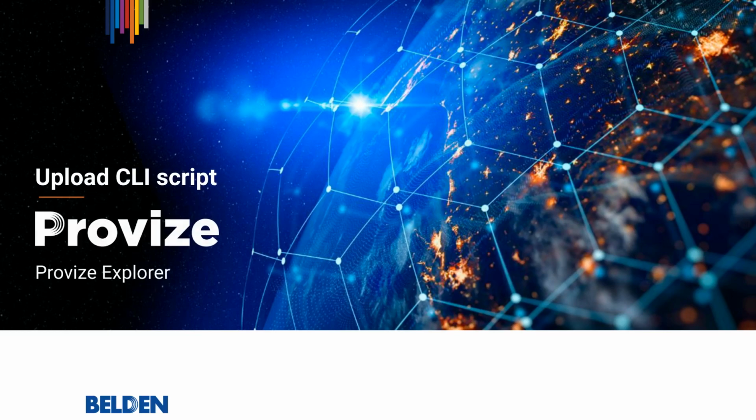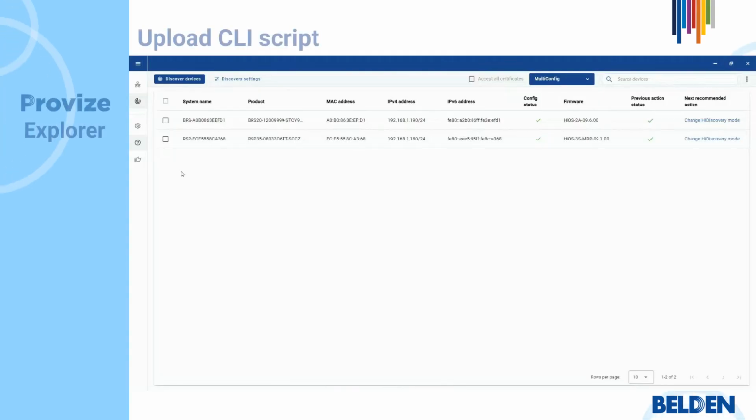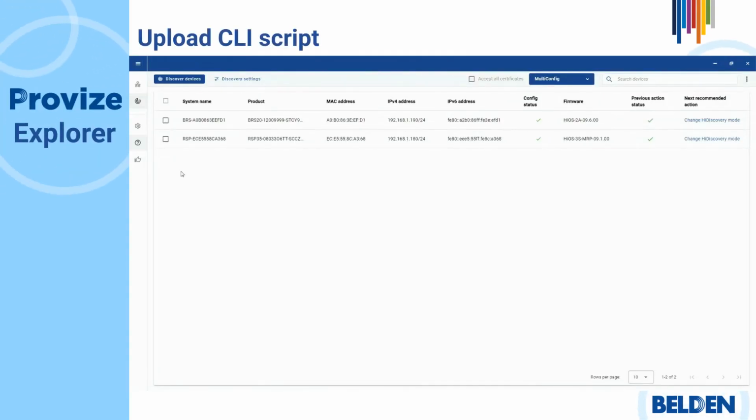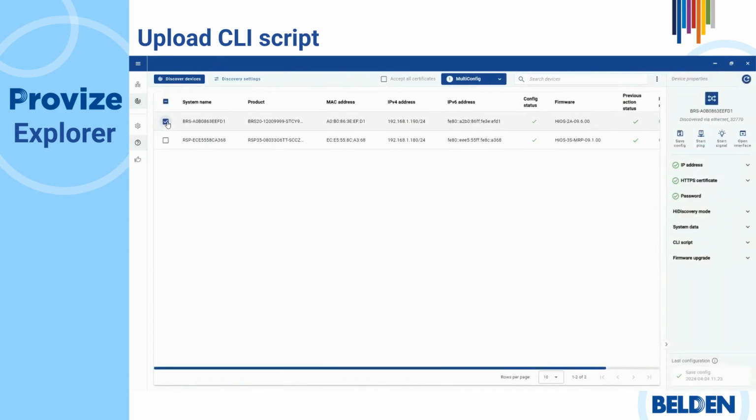The command line interface script field lets you upload a CLI script to set up a discovered device. When you select a device from the Discovered Devices table, the Device Properties opens. After you set the IPv4 address, accept the HTTPS certificate, and set the password of a device, you can upload the CLI script field for the selected device. To upload the CLI script, perform the following steps.